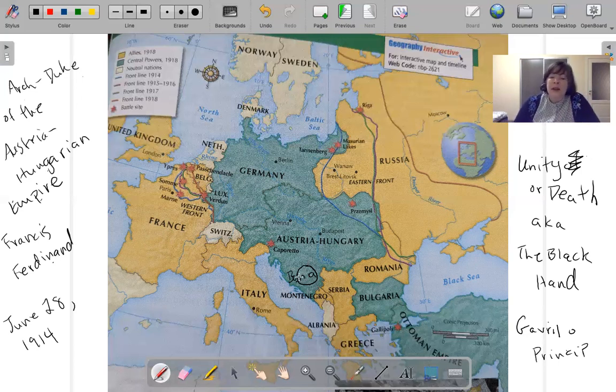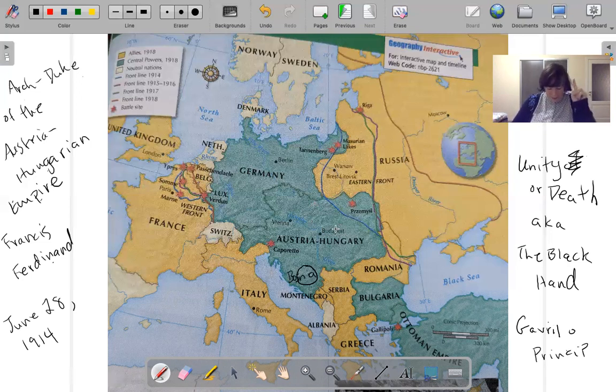Now, when the news got back from Bosnia to the Archduke's uncle, who was the emperor, he wasn't very cool with that, but he didn't really want to go to war. But his nation, his government, they kind of did want to go to war, because they thought they could use it as a chance to crush Serbia and their nationalism movement.